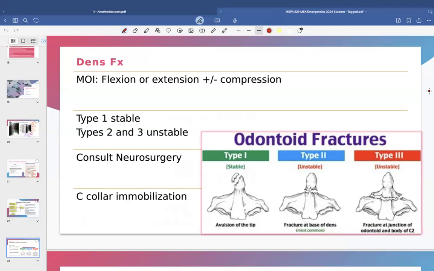You consult neuro or spine surgery for these guys. It depends on the patient population and whatnot for how you manage them. There's no set criteria for a lot, but C-collar immobilization, 6 to 8 weeks for bone healing.